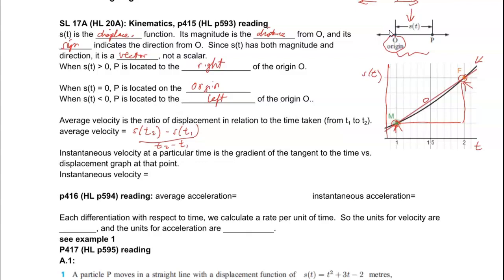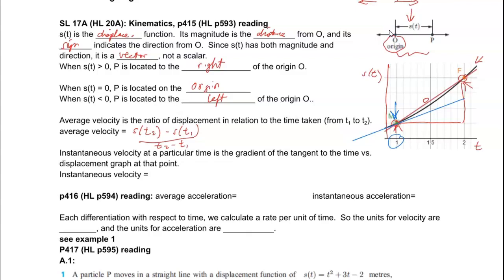That's average velocity. Instantaneous velocity at a particular time is the gradient of the tangent to the time versus displacement graph at that point. So for example, let's say that we would like to have the instantaneous velocity at point M here. That would be a tangent line slope, which we drew here with the blue straight line. Notice that the blue straight line does not match the red triangle diagonal line, because the red triangle diagonal line is the straight line connecting points M and F, and the blue line is a tangent line at M. Okay, it's the instantaneous velocity at t equals 1.